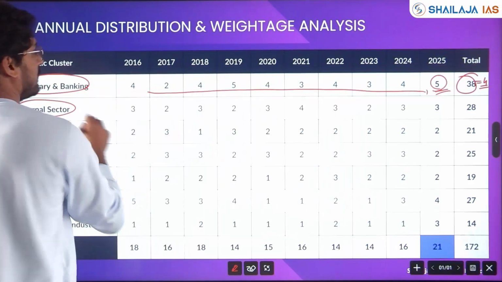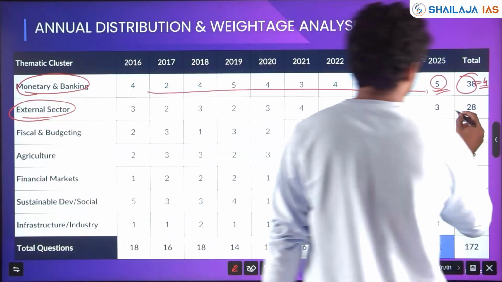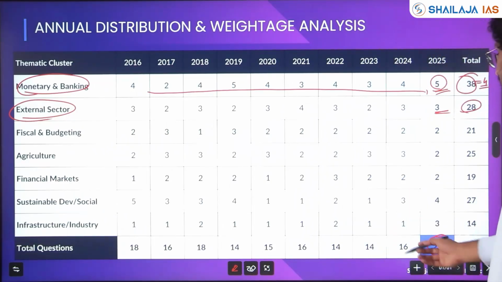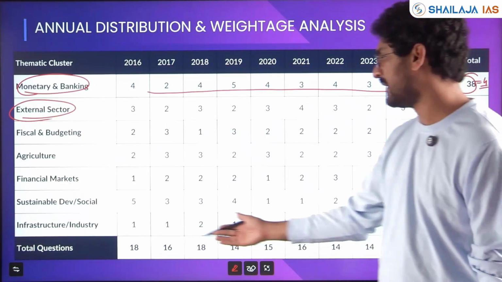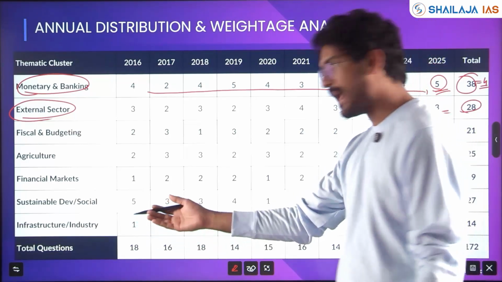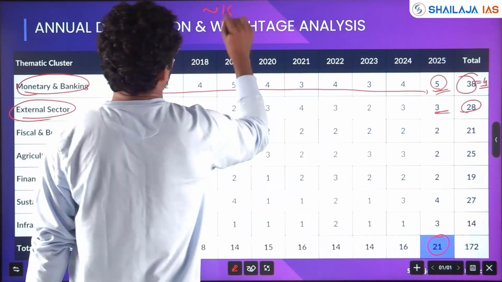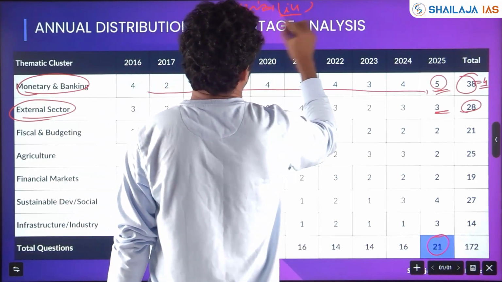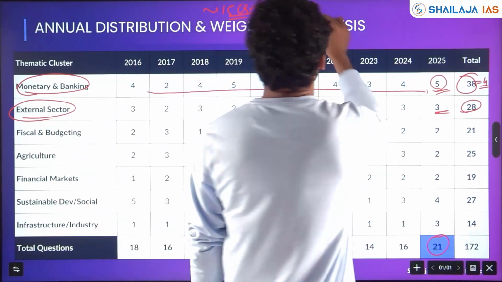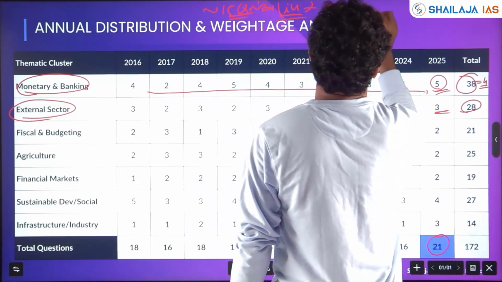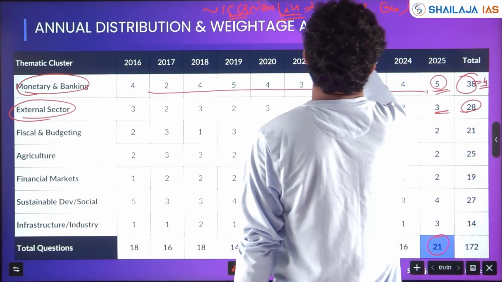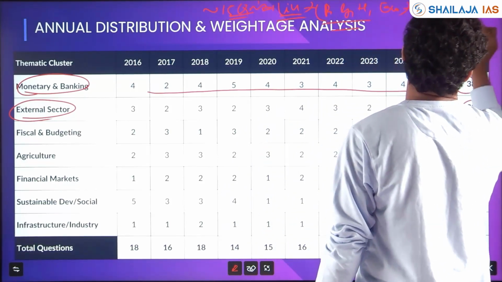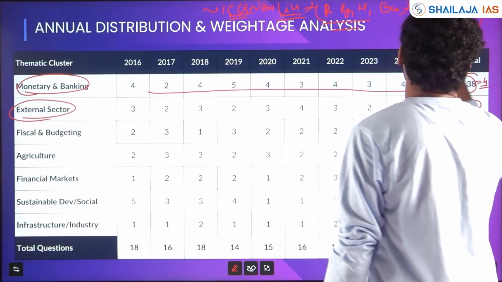Then external sector, every year 3 questions are coming. In 2025, the economy was 21, the highest, then 16, 14, 14, 16, 15, 18, 16, 18. In the last 10 years, on average, okay, 15 questions are coming in economy. So it is one of the important subjects, among the static subjects, which are polity, geography, history, economy, which form the core of UPSC. You will get more than 50%, nearly almost 60% of the questions in the examination.